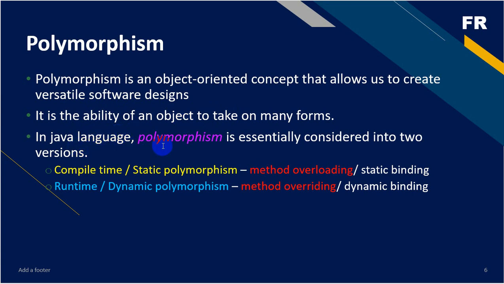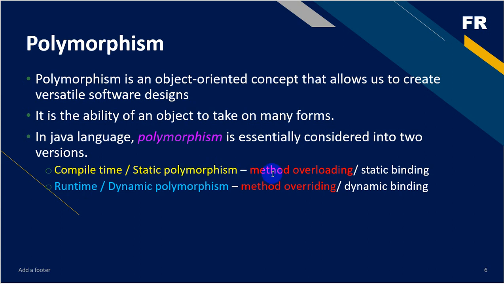In the Java language, polymorphism is essentially considered in two versions. So now we are dividing polymorphism into these two basic concepts. First one is compile time, or static polymorphism, and another one is runtime, or dynamic polymorphism. When we call them static and dynamic, that is with respect to the compilation. So one is compile time and one is runtime.